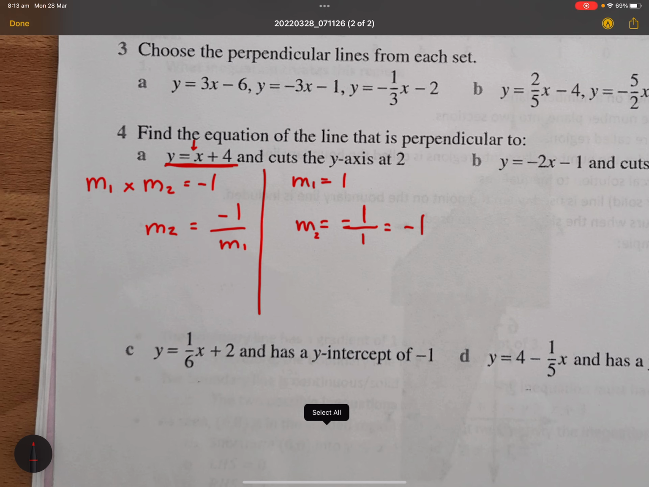And it says it cuts the x-axis at 2. Now when it says it cuts the axis, again, this is your y-intercept, also known as the b in y equals mx plus b. So y equals mx plus b, which means y is equal to -x plus 2. And there's your answer.